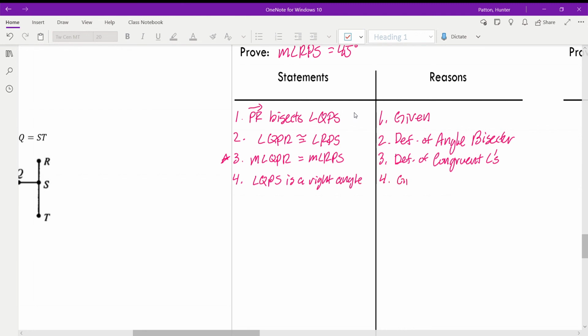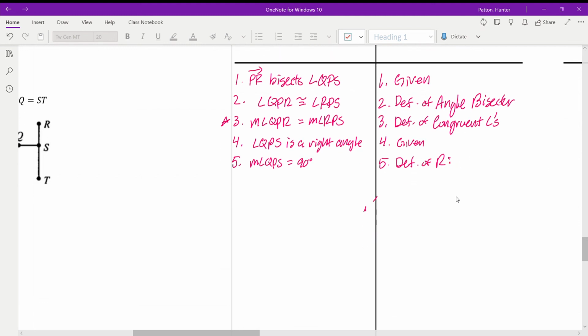This is given. So if I know the angle QPS is a right angle, I know that the measure of angle QPS is equal to 90 degrees. That's by the definition of a right angle. Let me go up, okay. Okay, next.